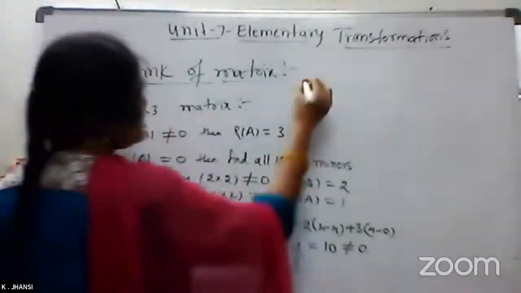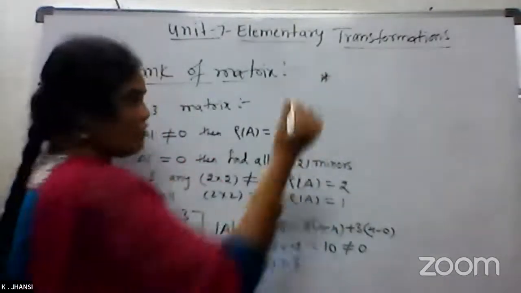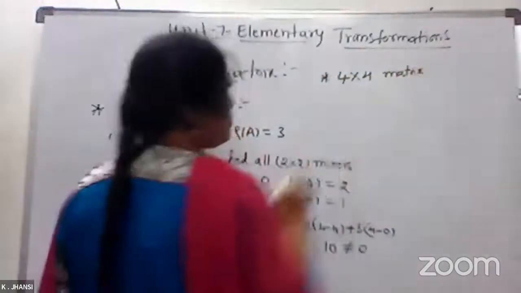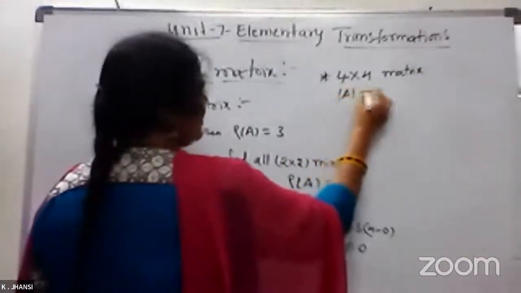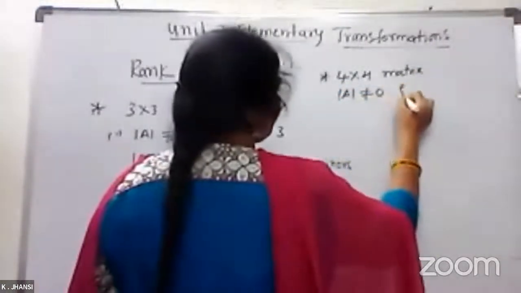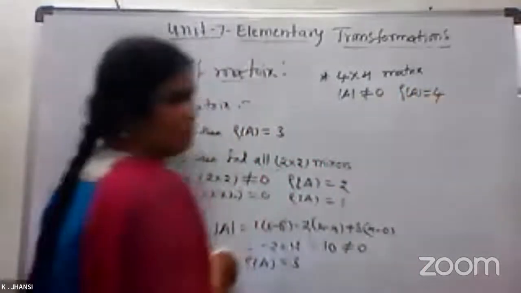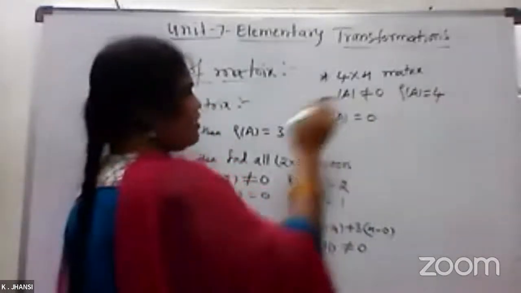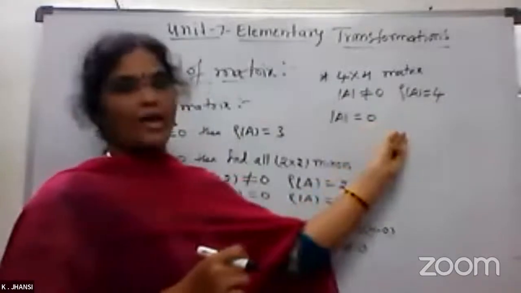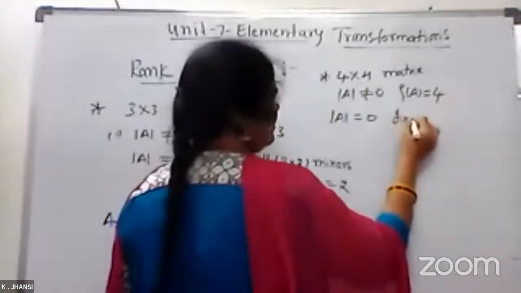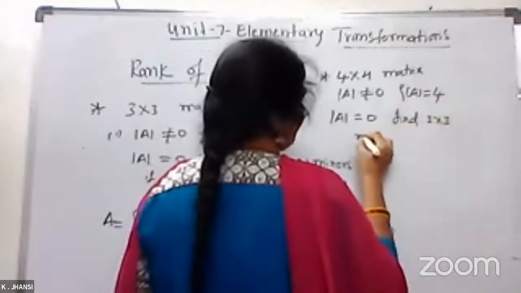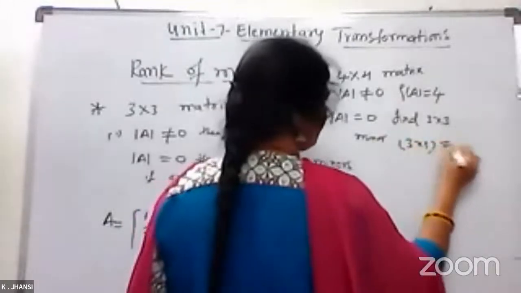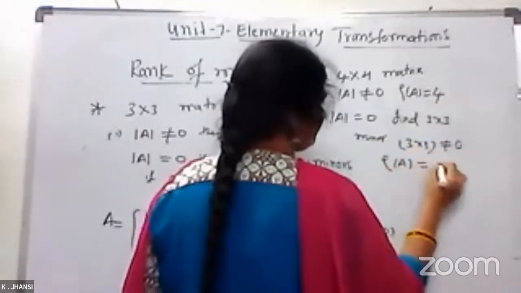Similarly, if we have a 4 by 4 matrix, it is the same here. If the determinant of A is not equal to 0, then the rank of A is equal to 4. If the determinant of A equals 0, then we have to find the 3 by 3 minors. If any 3 by 3 minor is not equal to 0, then the rank of the matrix will be 3.